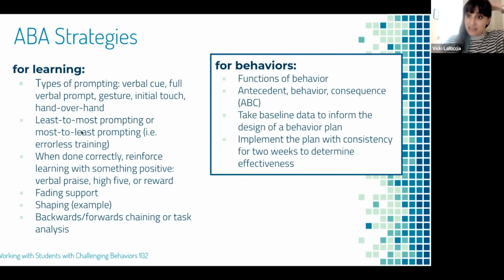So when we're talking about ABA for behaviors, that includes the functions of behavior, the 5 functions, which we've talked about in 101. That also includes ABC, the antecedent, which leads to a behavior, which leads to a consequence. It includes this idea of taking baseline data to then inform the design of what your consequence is going to be, a behavior plan, accommodations, intervention strategies, response strategies. And it also includes that you implement that plan with consistency for at least a couple of weeks to make sure it's effective. And you take data on how it's going.